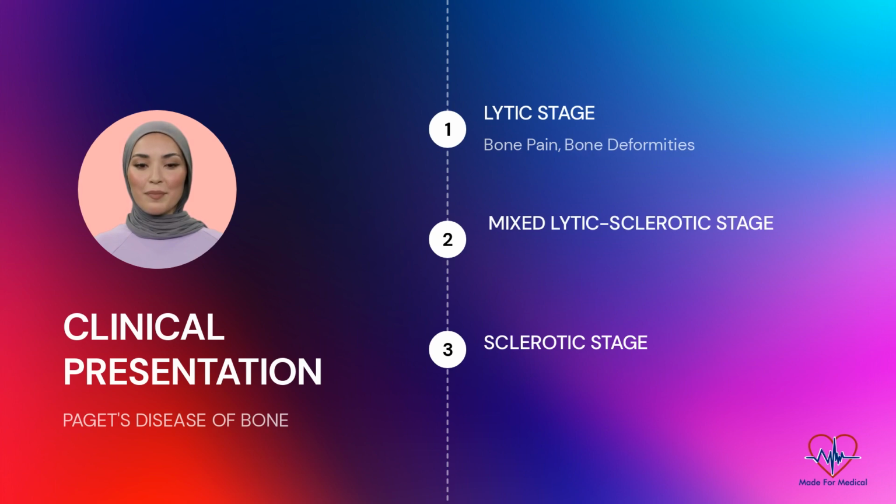Bone deformities. In areas of active bone resorption, bone may become weakened and prone to deformities. This can lead to bowing of long bones or enlargement and deformity of the skull, resulting in changes in head shape or increased hat size. Fractures. Weakened bones are more susceptible to fractures, and individuals with Paget's disease may experience fractures that occur with minimal trauma.